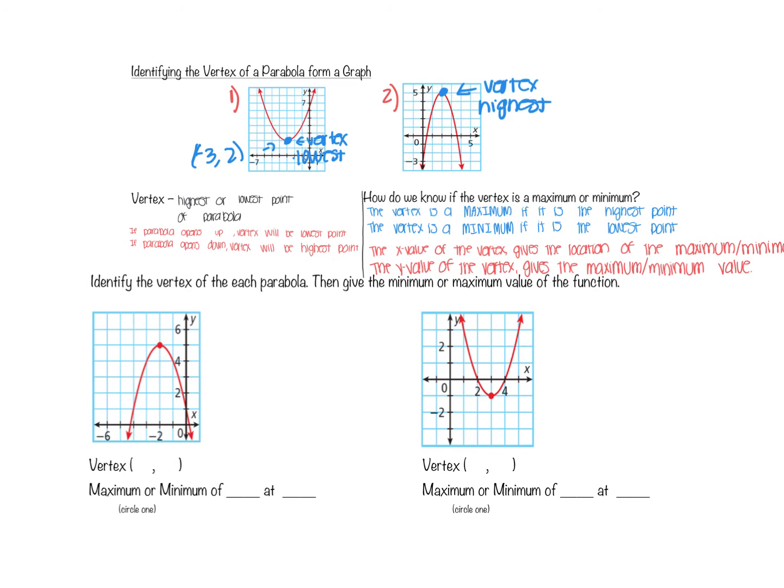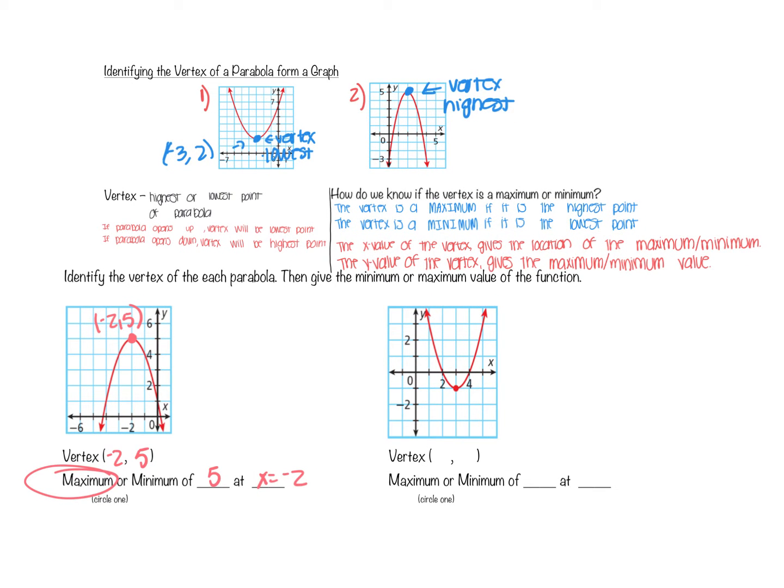Looking at the examples at the bottom, I'm going to look at this first one and identify the highest or lowest point. I can see this point up here is the highest point. That point is -2, 5. So that is my vertex, -2, 5. Since it is my highest point, I know that it is a maximum. And my maximum value is the y coordinate, so that is a maximum of 5 at x equals -2.